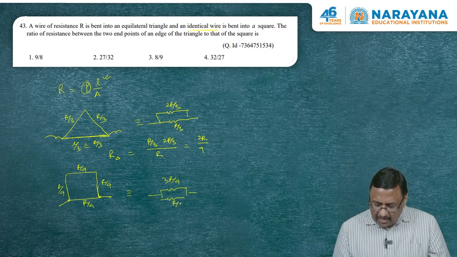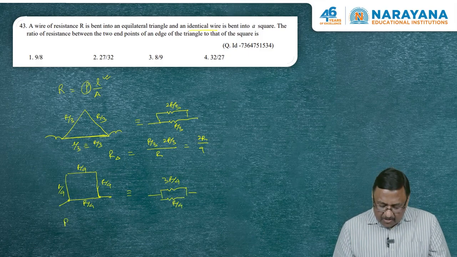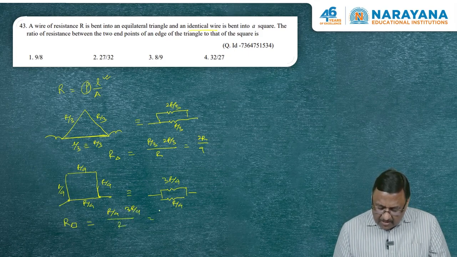These two resistances are connected in parallel. So if I write what is my equivalent resistance of this square, that is going to be R1R2 upon R1 plus R2, you know very well. R1R2 is going to be 3R by 4 divided by R again. So what is this value? I can write 3R upon 16.